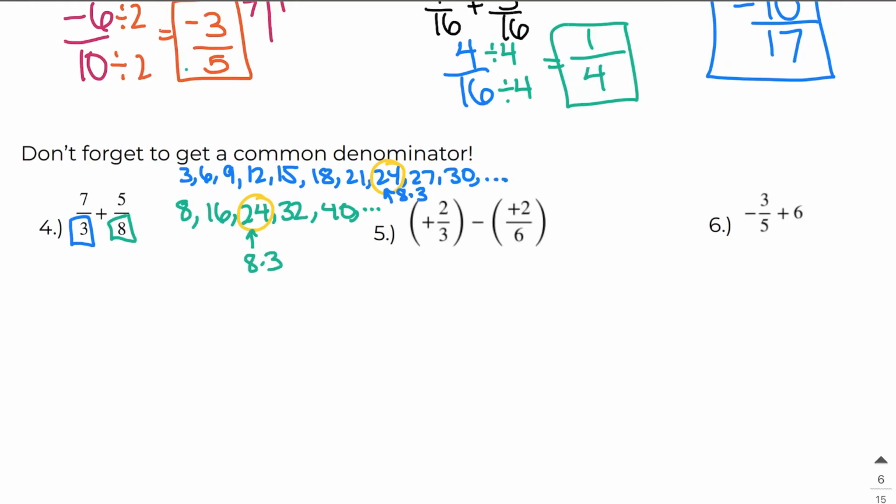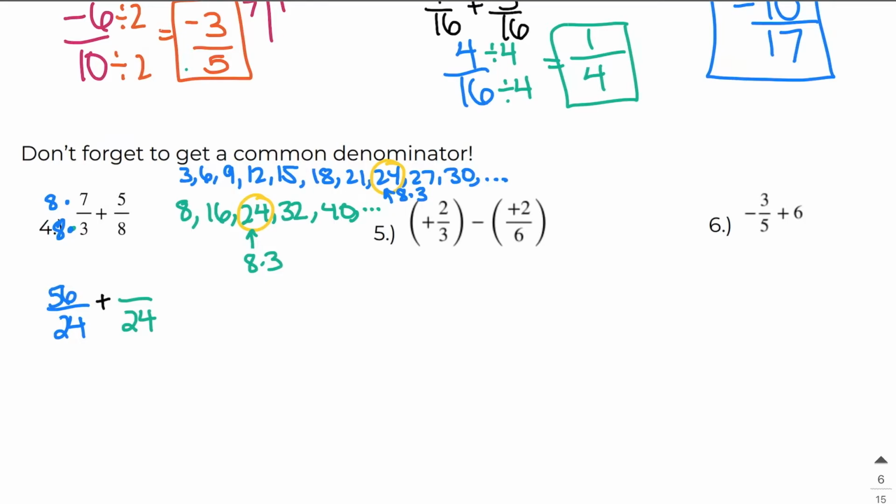So in order to get this common denominator of 24, I have to see what number is missing. I know it's going to be out of 24 here, and I know this is going to be out of 24 here. But I can't just change this 3 to a 24. That's not allowed. So I have to ask myself, what can I multiply 3 by that will give me 24? And that number is 8. Whatever I do to the denominator, I have to do to the numerator. So 7 times 8 is 56.